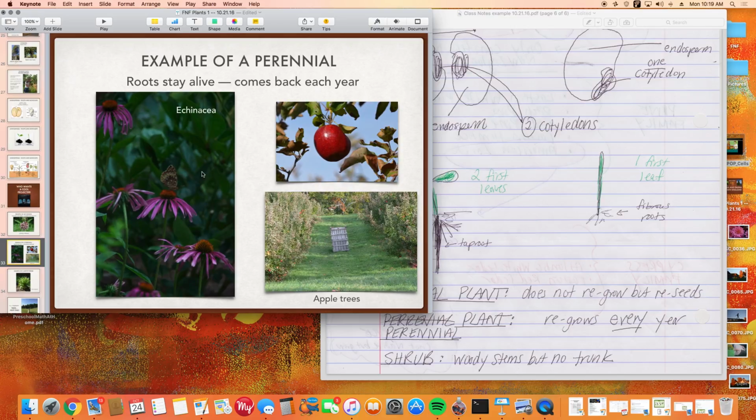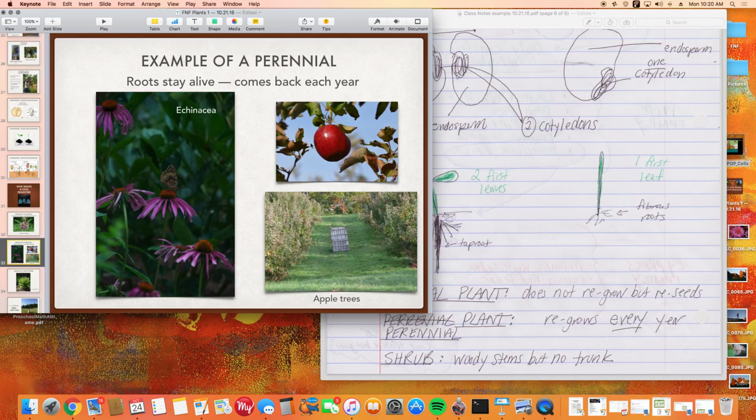Here's an example of a perennial. This is one of my favorites, Echinacea. This grows in New England beautifully. This is the spotted fritillary butterfly that we're actually taking a picture of, and it attracts butterflies and hummingbirds and all kinds of wonderful things. But this flower will die in the fall and winter, but the roots will stay alive, and it'll come back. It'll regrow, whereas the milkweed won't.